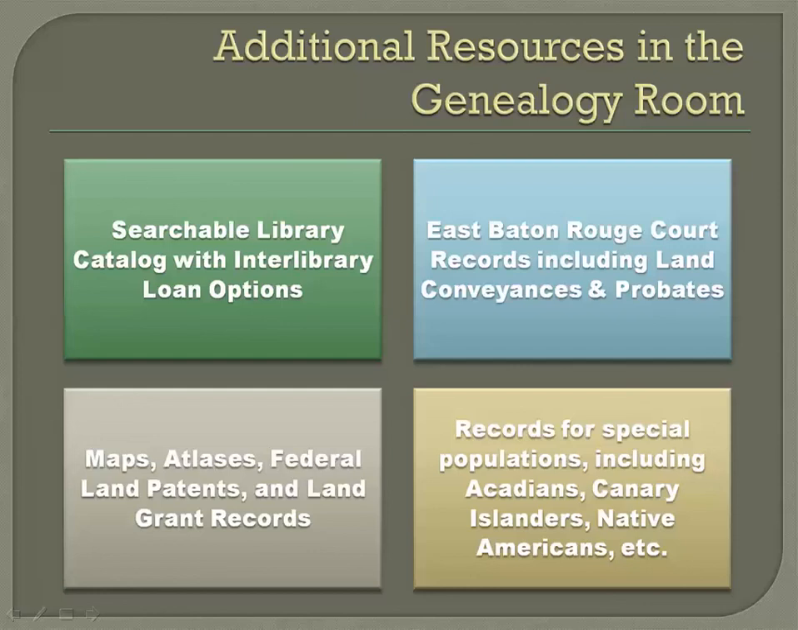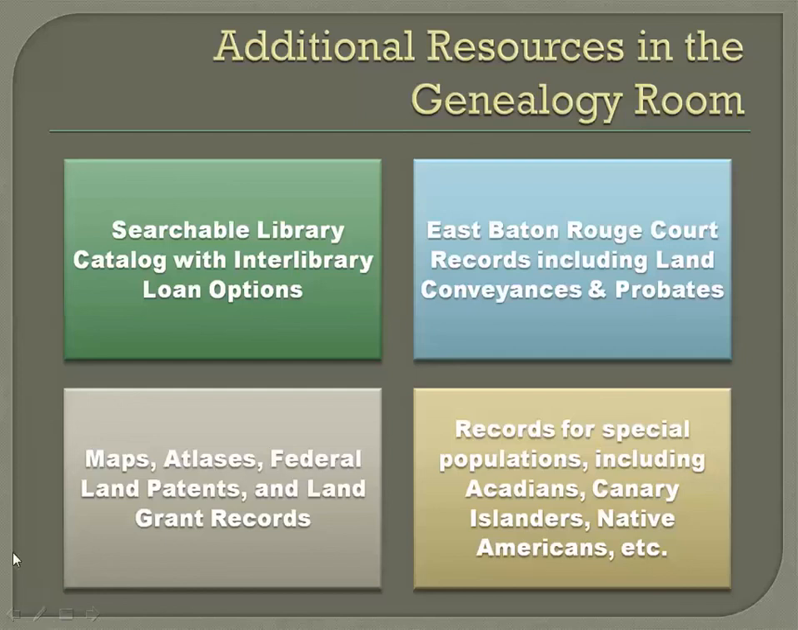We also have extensive collections of maps, atlases, federal land patents, and federal land grants, which comprise sales of land from the federal government to an individual or land sales between private individuals. We have lots of resources that will help you locate your family geographically in time, because sometimes finding out where they lived and the names of the people who owned land around them will allow you to establish family relationships that may be invisible in other record sources. We also have lots of records for special populations, including Acadians, Canary Islanders, Native Americans, and other populations.